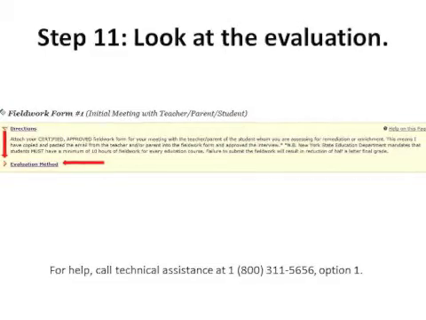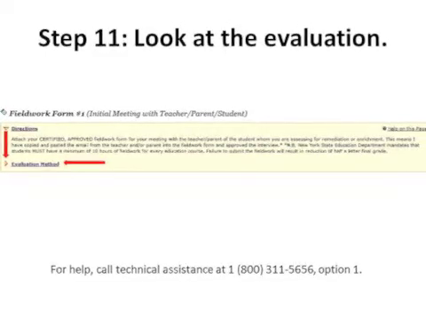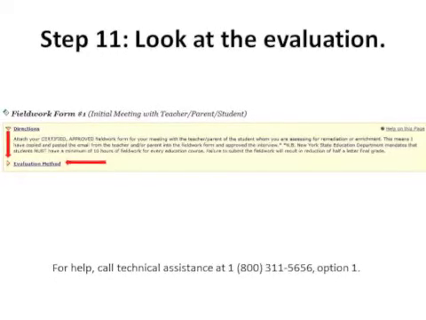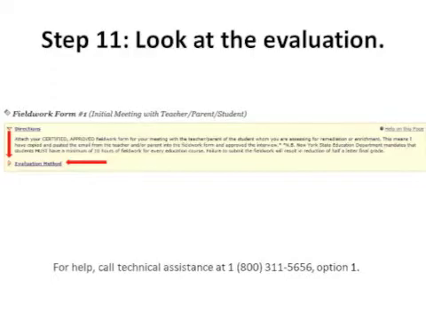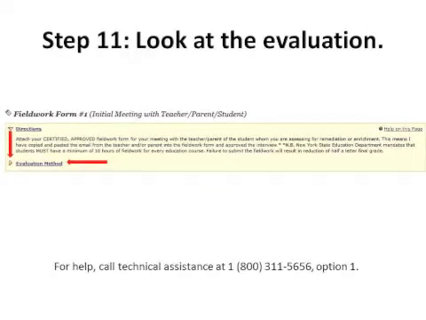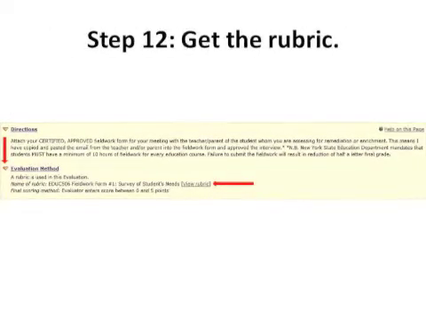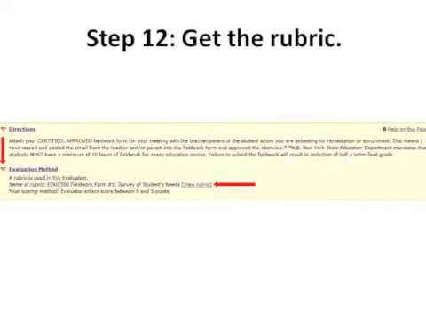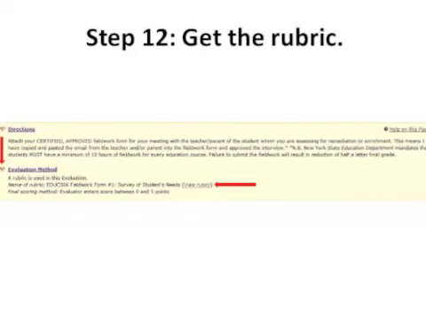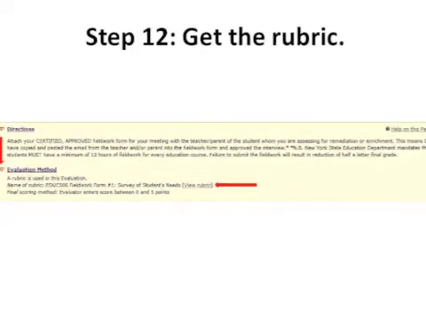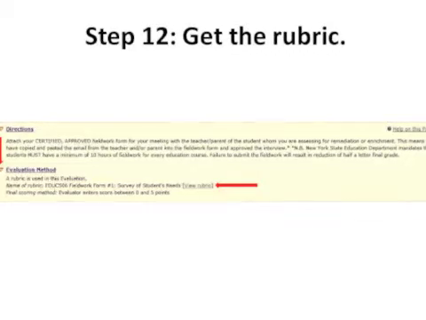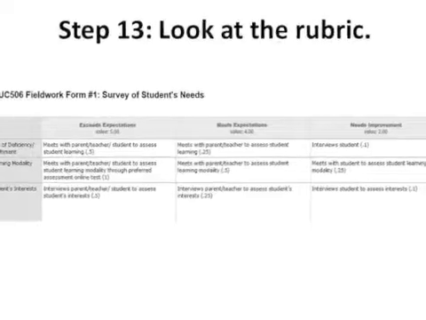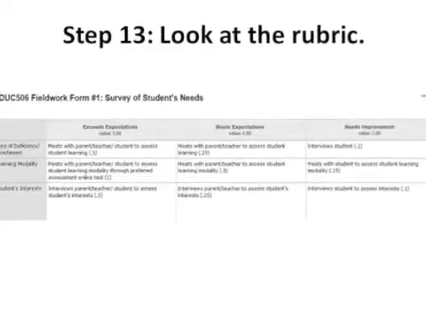Now look at the evaluation method by clicking on the arrowhead beside it as you did for the directions. It will tell you that there is a rubric and the number of points you get for the assignment. Next, click on the hyperlinked View Rubric to see how you will be assessed. It's important to do this before you do the assignment so you know exactly how it will be graded and what you have to do to get a top score. Read the rubric and the requirements at each level.